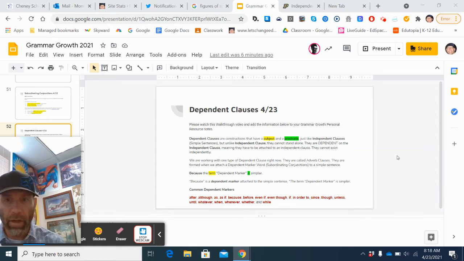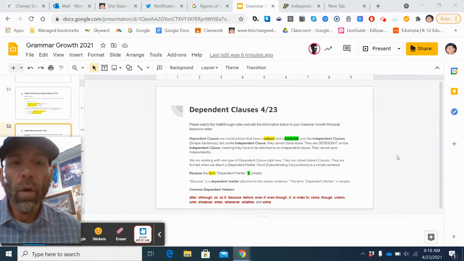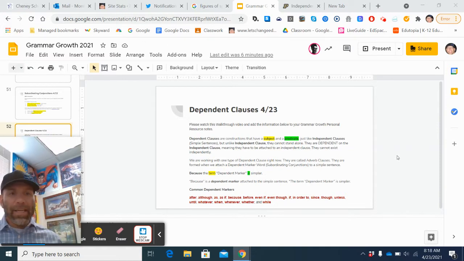A simple sentence can stand alone, but once a dependent marker word, and I'll get to that in just a moment, is attached to a simple sentence, it becomes a dependent clause, if you will. All right. And a clause is just a construction that has a subject and a predicate. The difference is one can stand alone, one cannot. Dependent versus independent. All right. I'll not beat that dead horse.